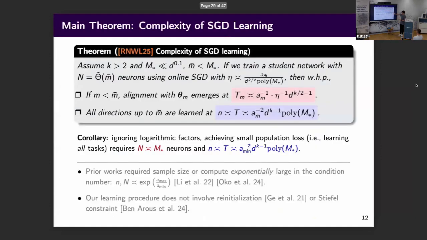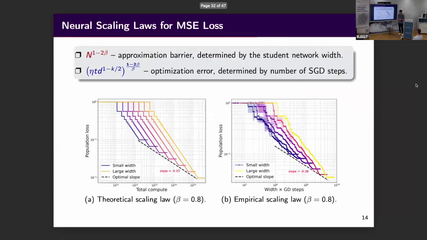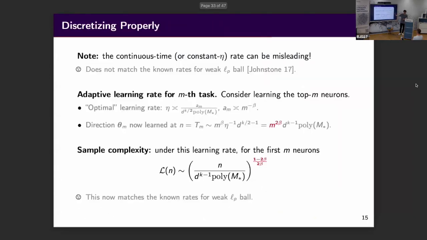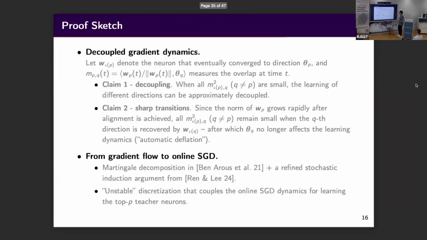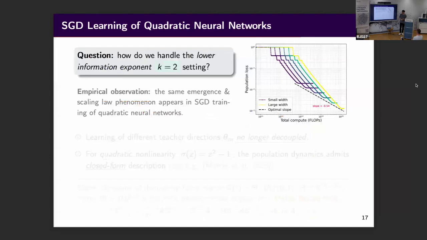Right. So handling low information exponent turns out to be a bit annoying. So we ended up writing another paper just to handle the information exponent 2 case, which I'll tell you about. For this, I guess we can consider this as just a neural network with quadratic activation function. Empirically you see the same scaling, basically.